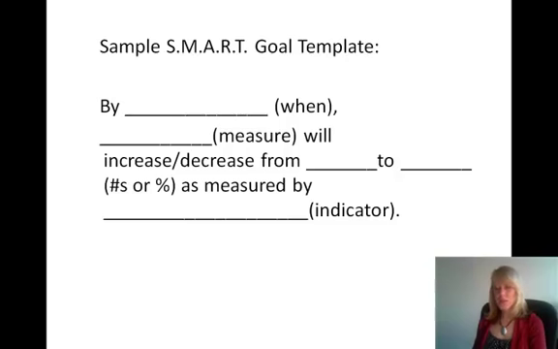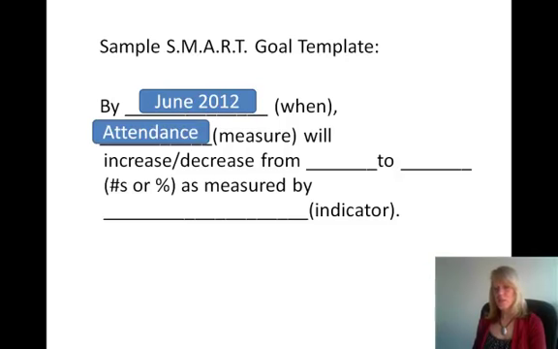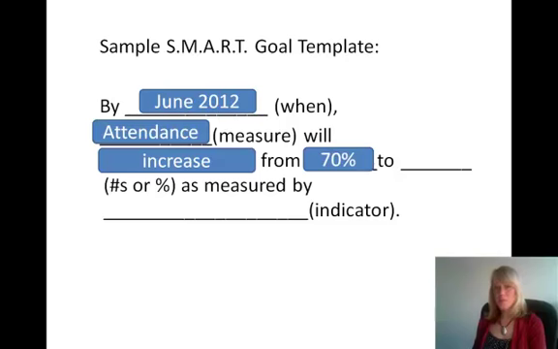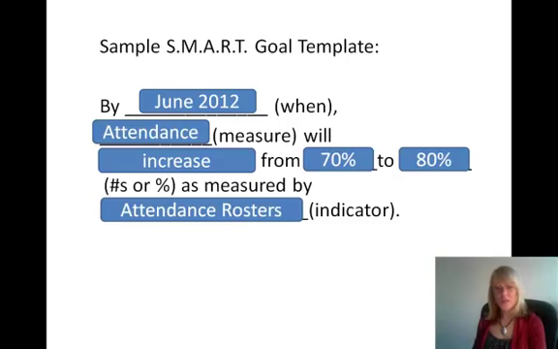Okay, so let's look at this template to make our Miracle Math goal a SMART goal by adding a time frame and an indicator. So by June 2012, or by the end of the school year, student attendance, that's our measure, will increase from 70% to 80% of sessions as measured by attendance rosters, and that's our indicator. Keep in mind what makes this goal a SMART goal is that it's specific, measurable, attainable, realistic, and time-bound.